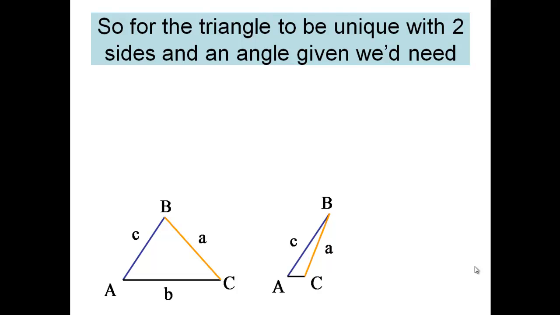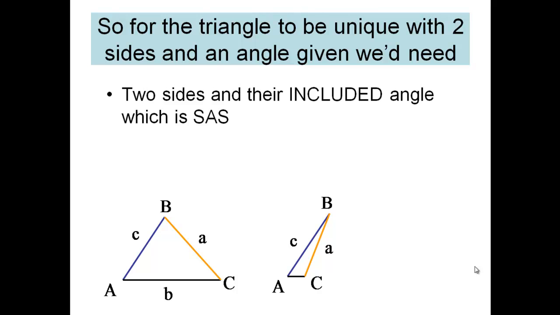So for a triangle to be unique, we need to start with 2 sides and an angle that would be where? Well, we know the angle would have to be included, and that would make it side, angle, side. So the only time we have information of a triangle where we know 2 sides and an angle and it's a unique triangle is when it's side, angle, side.